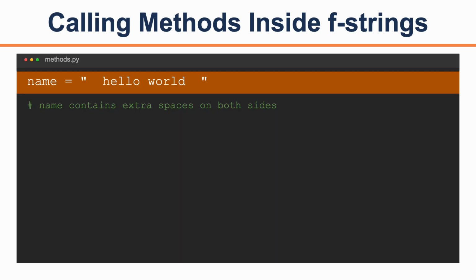The first line assigns a string with extra spaces on both sides to a variable called name. The value has leading and trailing whitespace that needs to be removed.